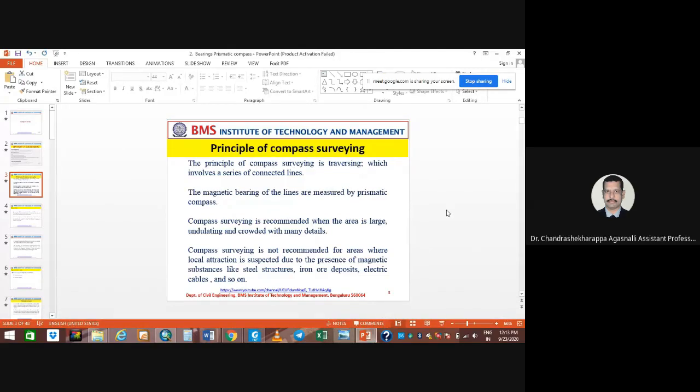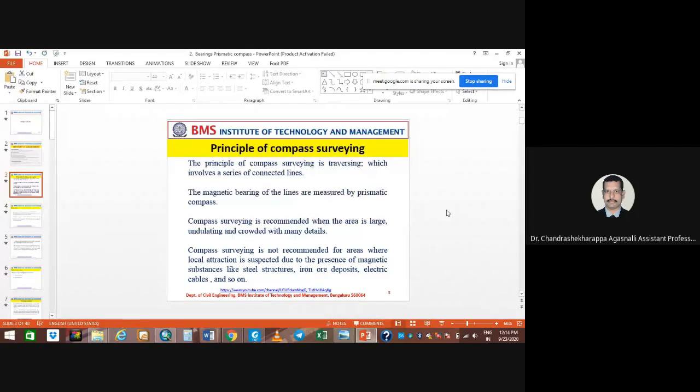The compass is not recommended for areas where local attraction is suspected due to the presence of magnetic substances, especially steel structures, iron ore deposits, electric cables, and so on. There will be a lot of disturbance to the earth's magnetic field. Those get disturbed, and it is also going to affect our compass.